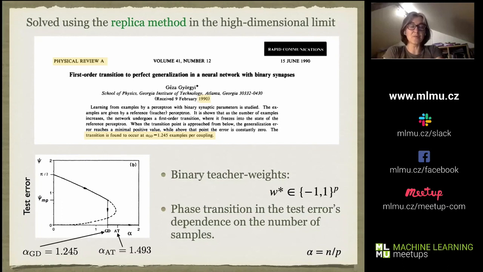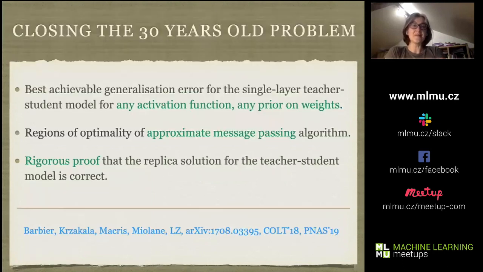And this was an open problem for 30 years, until we actually looked back at this problem. With the development in math, computer science and statistics in the past, say, 20 years, we actually managed to prove that this is the right formula, and on the way developed a nice piece of math, generalized to generic activation functions and priors of the teacher, and also found an algorithmic interpretation of all that.